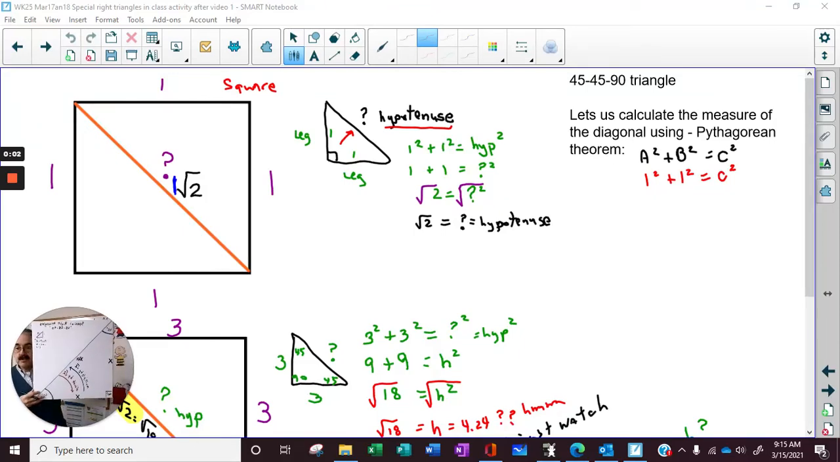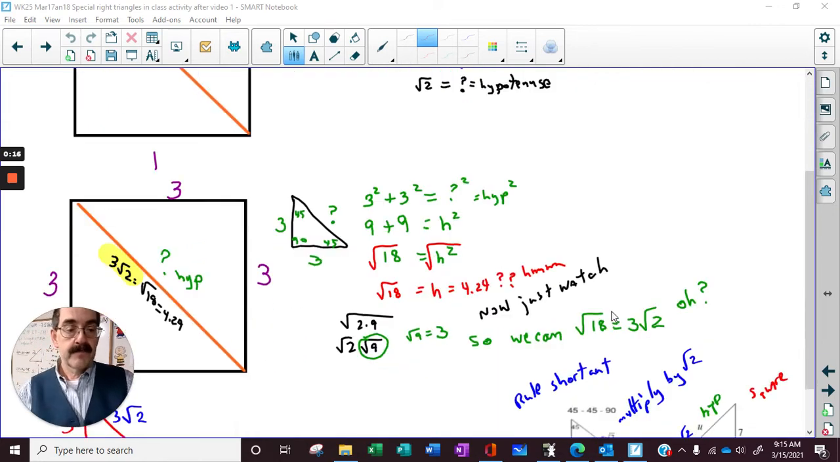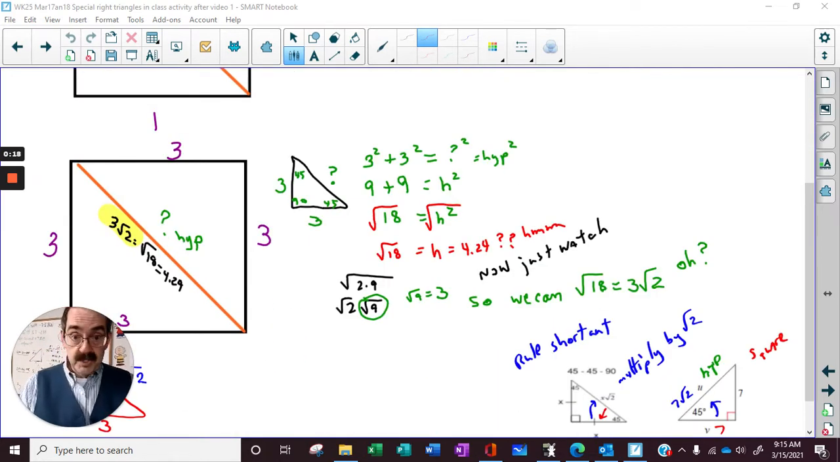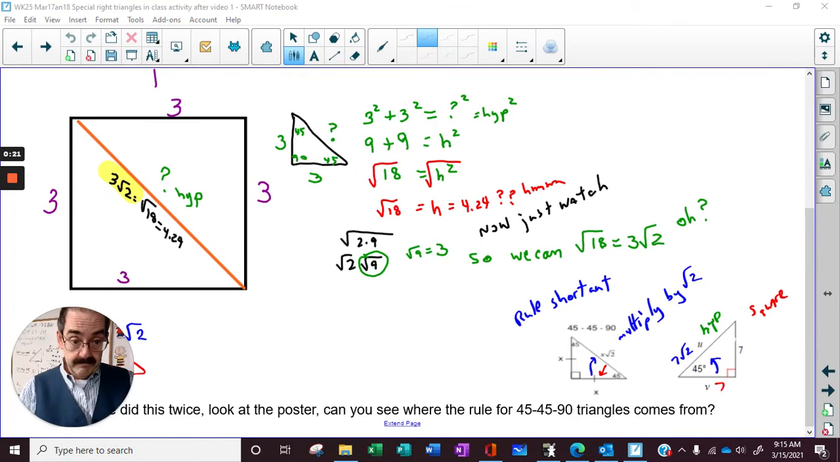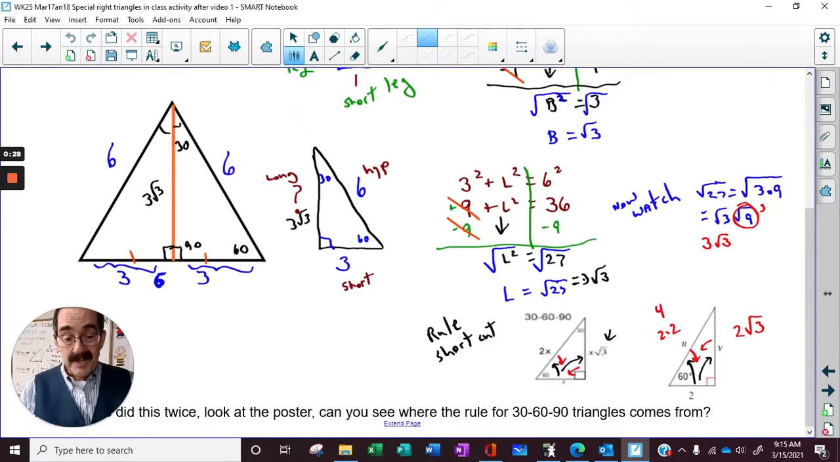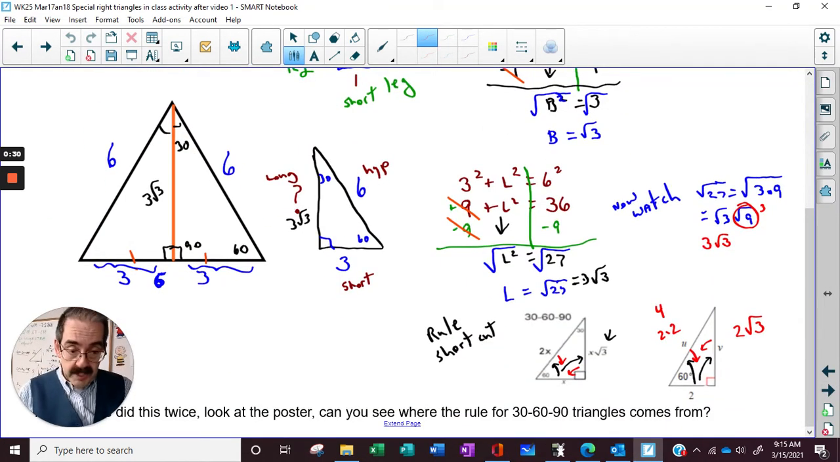Okay, special right triangles: 45, 45, 90, and the equilateral triangle cut in half turns out to be a 30, 60, 90. In the previous video in class, we discovered we don't have to do all this math. There's a shortcut. Multiply one way, divide the other. 45, 45, 90. 30, 60, 90 is a little bit more tricky. Multiply one way, multiply the other way, divide and divide.